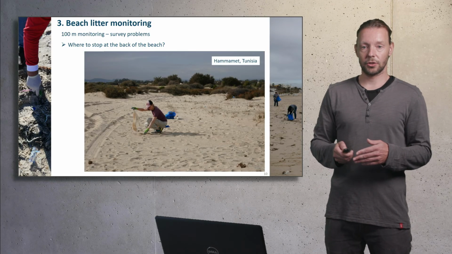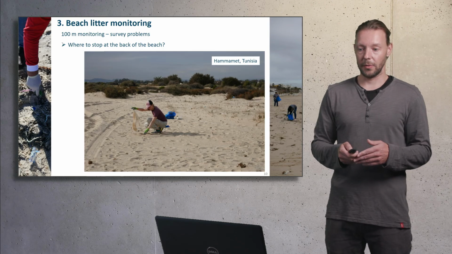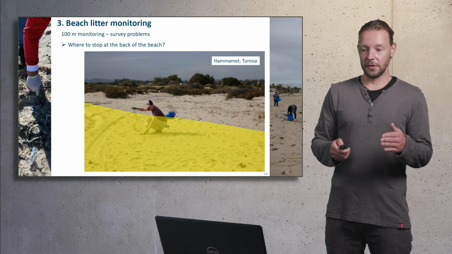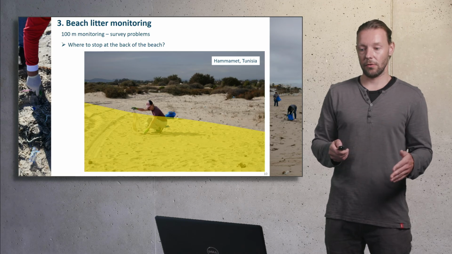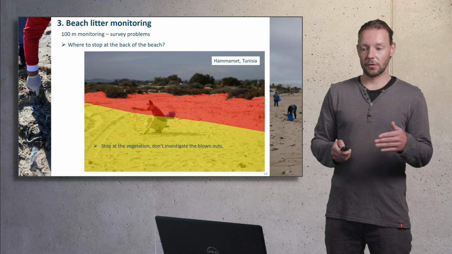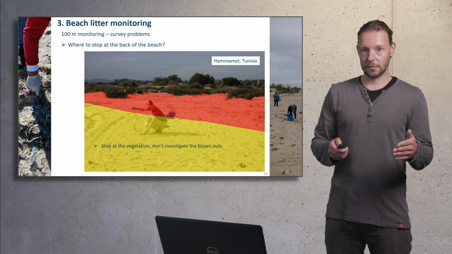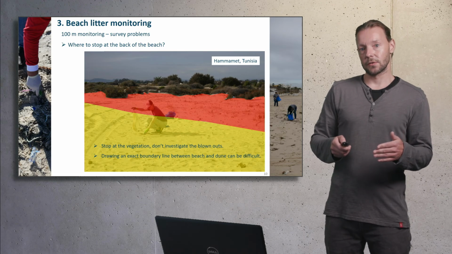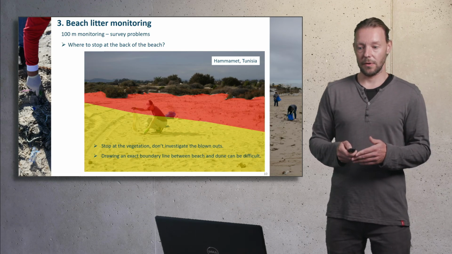Here you can see a picture of a colleague working in Hammamet in Tunisia. And here we decided to work until this area. So we only covered the yellow area because here the red area is considered as blown out dunes. So there is a little bit of vegetation and there's a slope. So we don't investigate the red area.